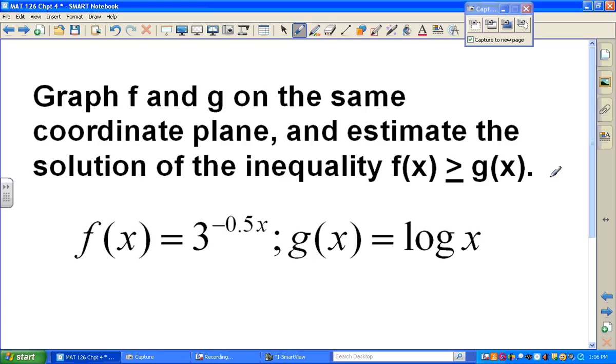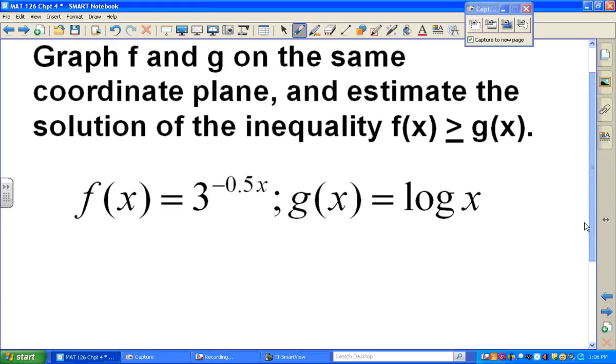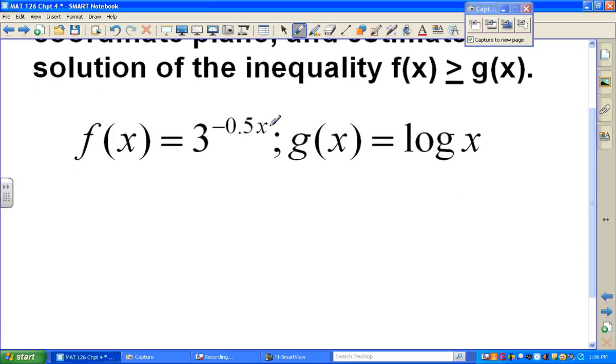This semester looks like it's all going to be multiple choice. Next semester won't be. Anyway, graph them out on the same plane and estimate where they are going to solve. And we've talked about this. 3 to negative 0.5x greater than or equal to log of x.